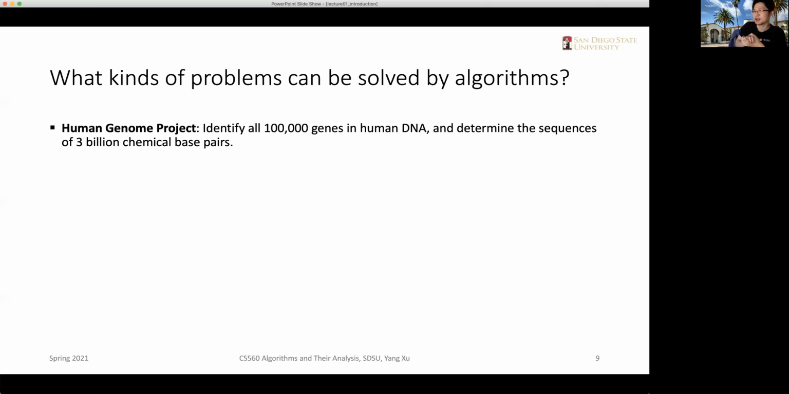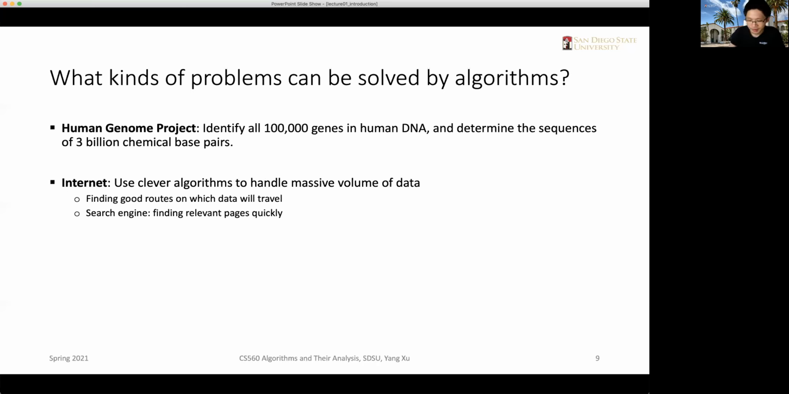We'll see a problem related to this gene computation in the dynamic programming chapter, where we want to find the longest common subsequence between two segments, which is a very classical example showing how a good algorithm solves the same problem with much higher efficiency. And the second example, the internet.